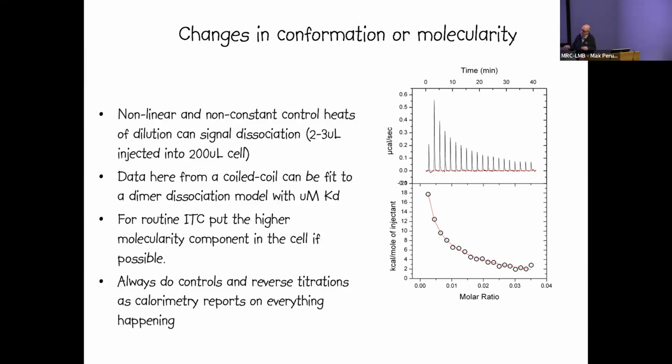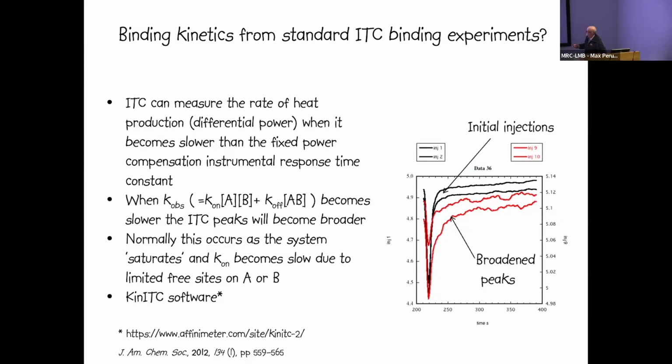By that I mean doing the experiment in both directions, where you would have component A in the cell and titrate in B, and then do it with component B in the cell. Here's another example of something that can be extracted from ITC data. So we measure the rate of heat production, the differential power, during the injection. And when this heat production becomes slower than the response time of the instrument, then we are obtaining information about the kinetics of the process.